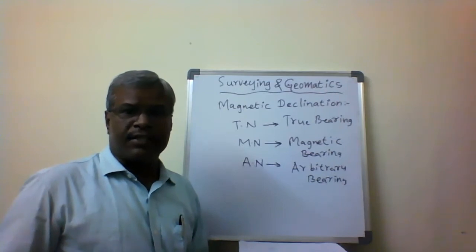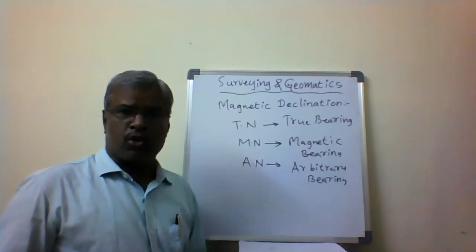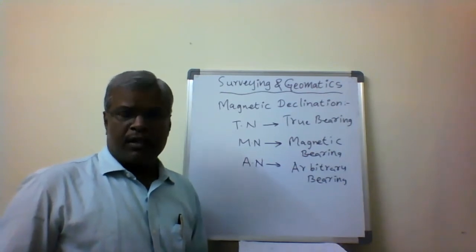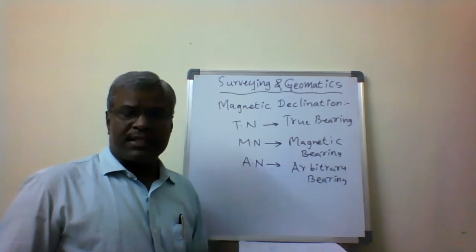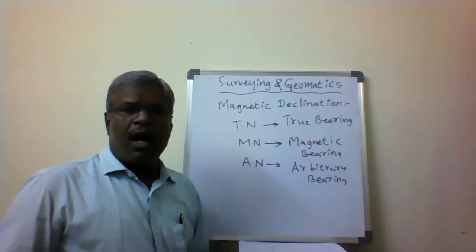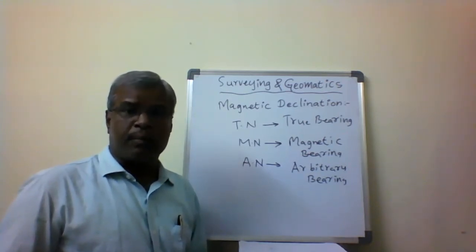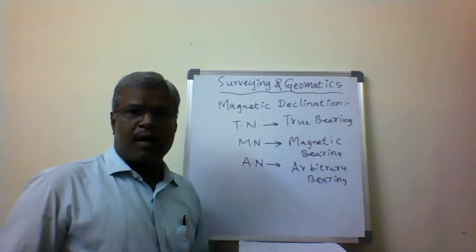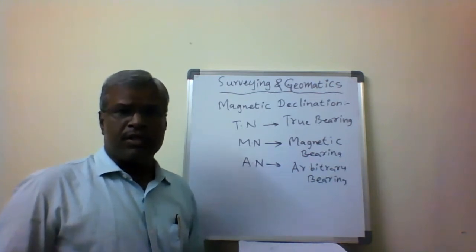So true north is the geographical poles. I consider it as a reference direction, and the bearing I measure from it is called the true bearing. A magnetic needle suspended freely shows the magnetic north. From the magnetic north as a reference direction, the bearing I measure is called the magnetic bearing. Arbitrary north is a temporary direction. Any direction I take for temporary purposes, and the bearing measured from that direction is called the arbitrary bearing. So these are the three bearings.